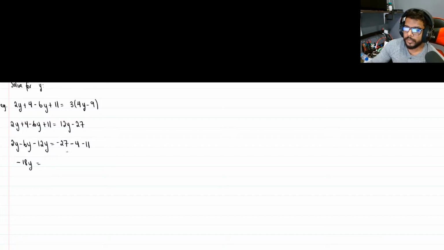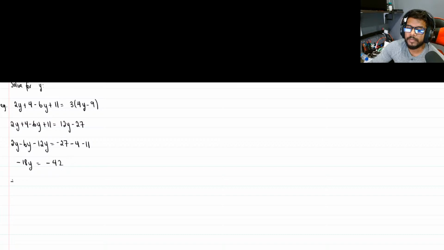So I'm doing the right hand side. Minus 27, I owe the bank $27 from the start. Then I take out 4, that means I owe the bank 31, and then I take out 11 again, that means I owe the bank 42. So I owe the bank $42.